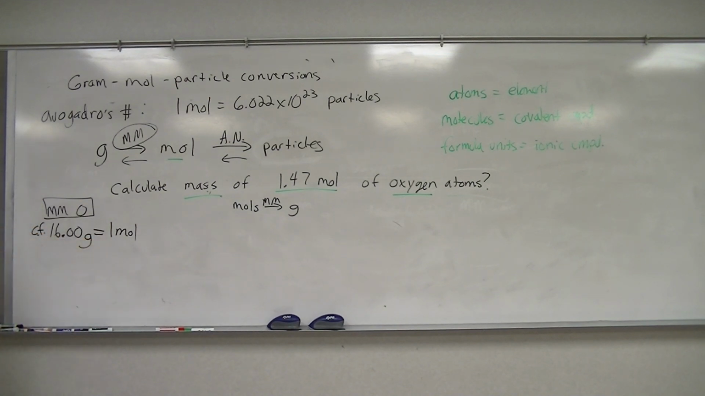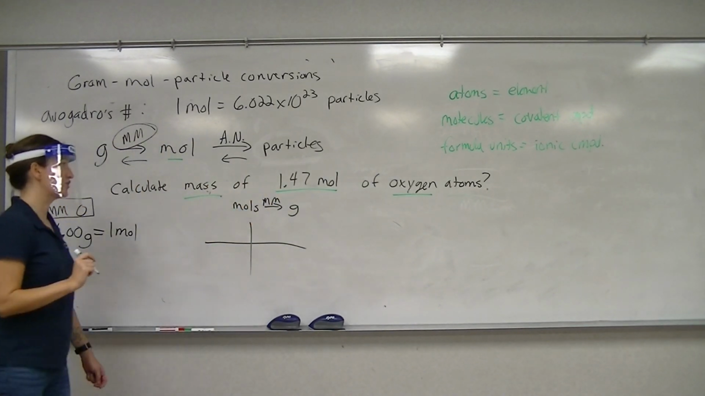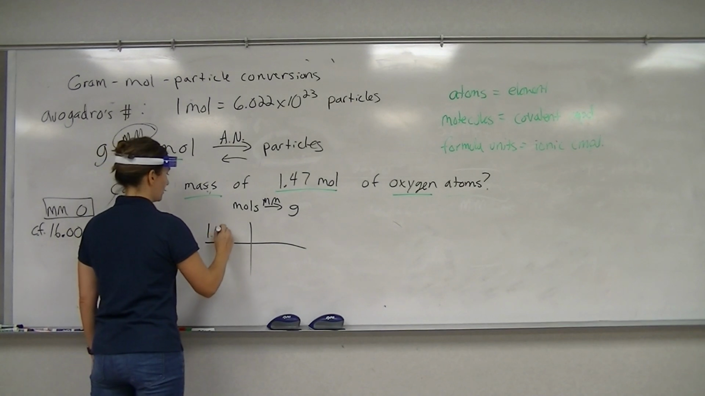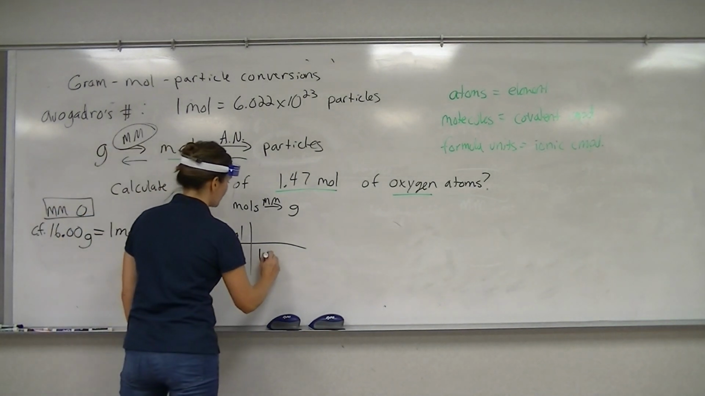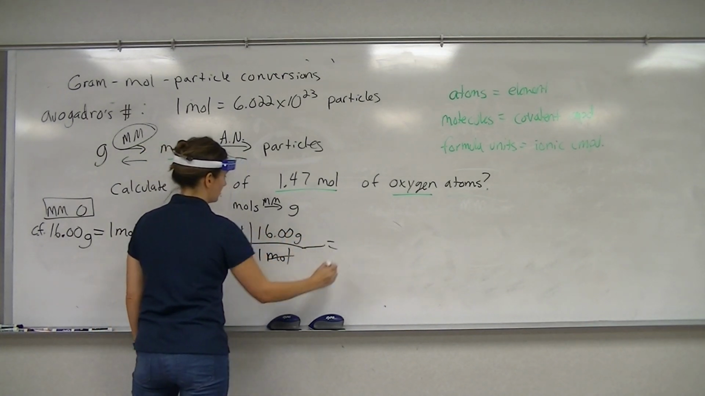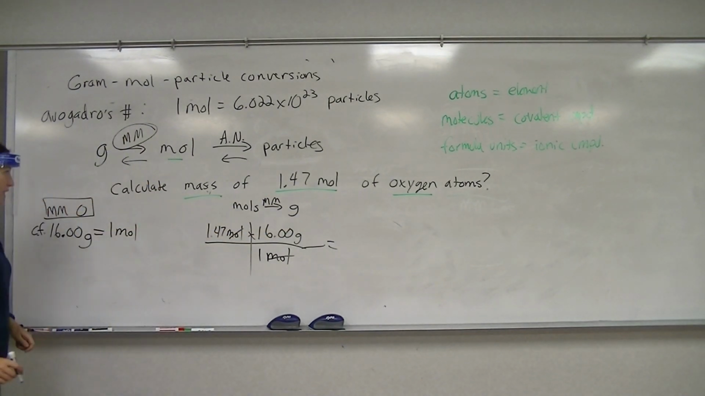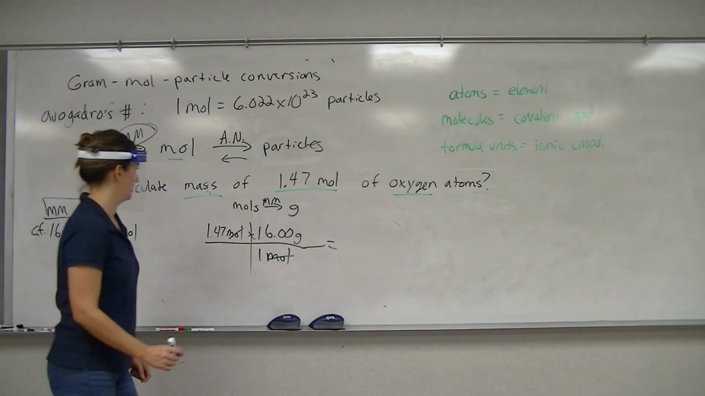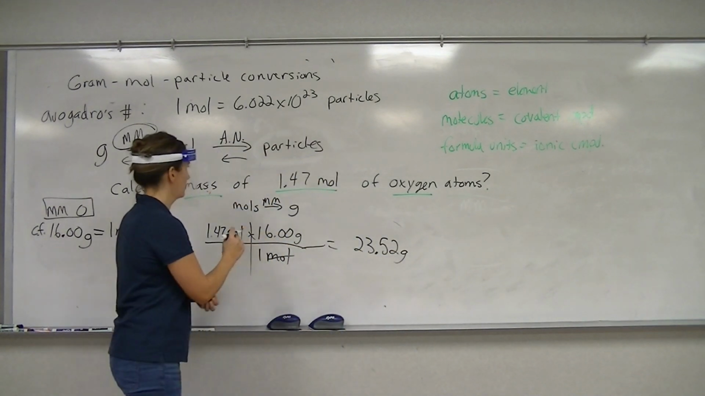So now that I have my conversion factor, I can set up my railroad tracks. I start with the number given in the original question, the 1.47 moles. I then use my conversion factor to cancel out the moles and get my answer in grams. So what's going to go on the bottom, the moles or the grams? The moles. We're canceling it out. They have to be on opposite sides of that horizontal line. I'm going to get 16 grams on top. So remember, multiply across, divide what's on the bottom. So 1.47 times 16 will give me 23.5, and sig figs, we have 3.